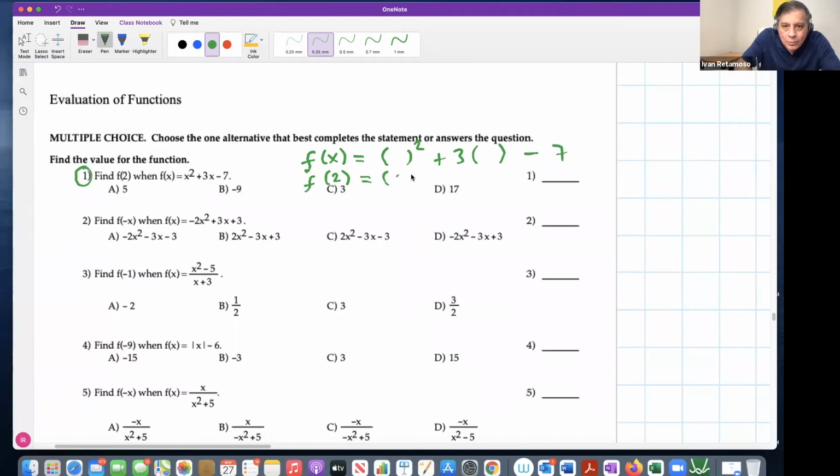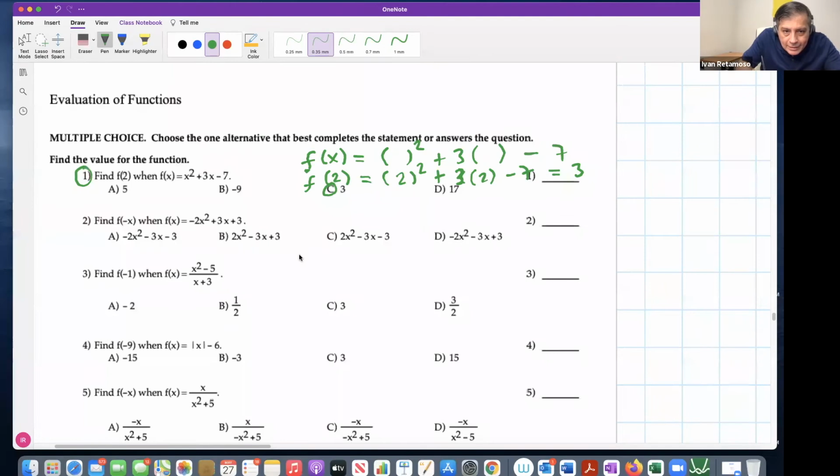And that should be 2 squared plus 3 times 2 minus 7. 2 squared is 4. 3 times 2 is 6. 6 plus 4 is 10. 10 minus 7 is just 3, right? So we're talking about this guy. Now, if the numbers are heavy or difficult to deal with, use your calculator. I explain how. Now, let's do this with symbols.